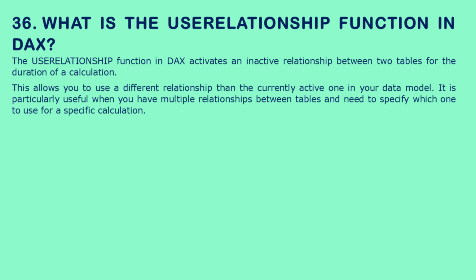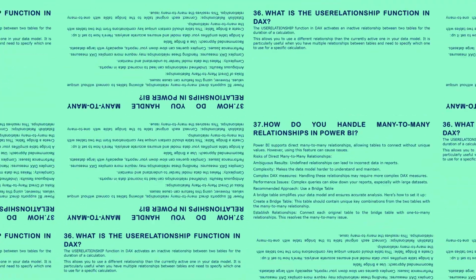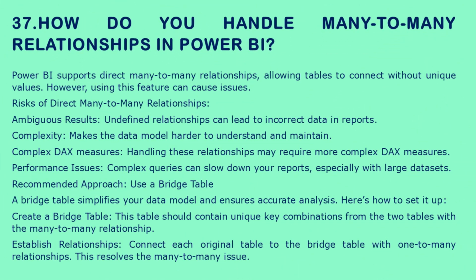It is particularly useful when you have multiple relationships between tables and need to specify which one to use for a specific calculation. How do you handle many-to-many relationships in Power BI? Power BI supports direct many-to-many relationships, allowing tables to connect without unique values. However, using this feature can cause issues.